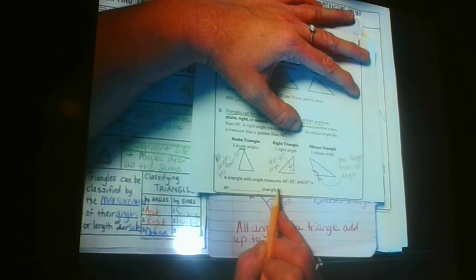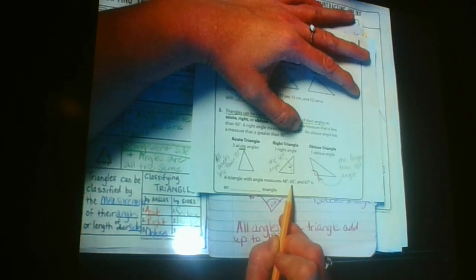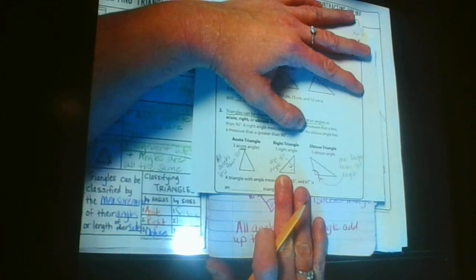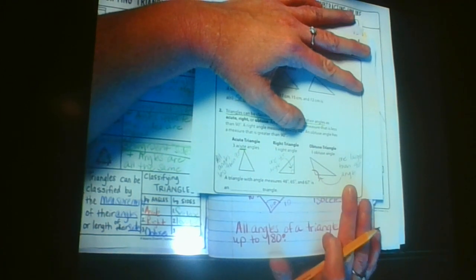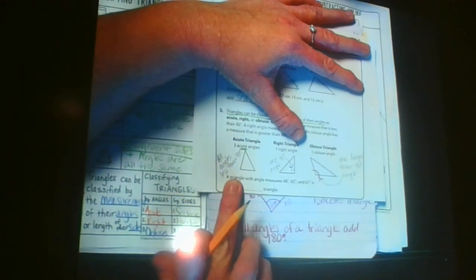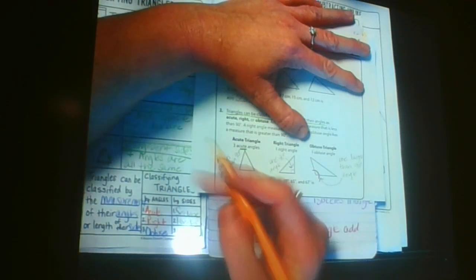So down here it says a triangle with angle measures of 48, 65, and 67 is what kind of triangle? Well, all of those numbers, are they less than 90? Is one of those numbers 90? Or are one of those numbers bigger than 90? Well, they're all less than 90, so that means we have an acute triangle.